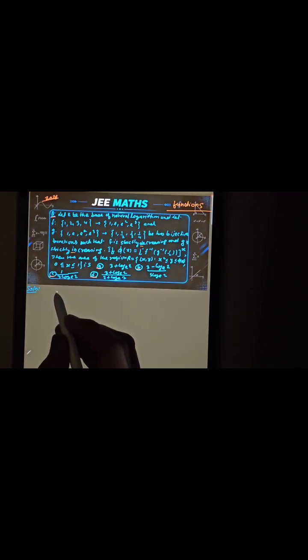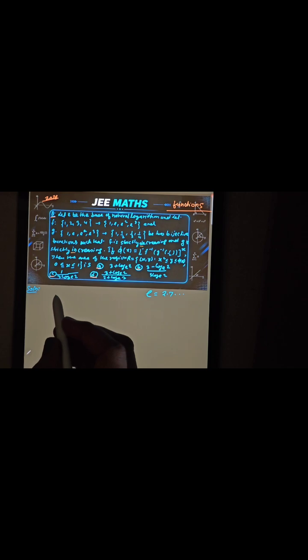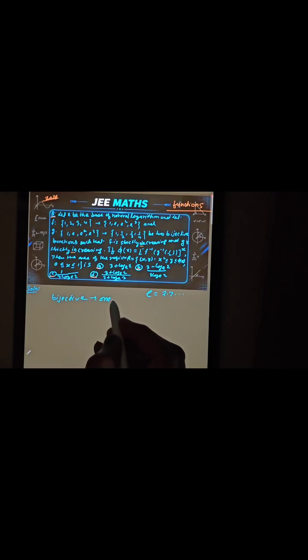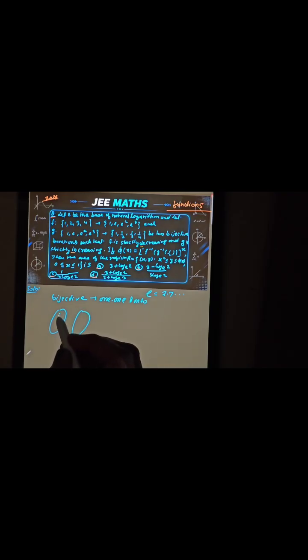Now your information is given. e is the base of natural logarithm, which you know is approximately 2.7. And one piece of information is given about bijective: both functions are bijective. Bijective means one-one and onto. What does it mean? It means if there are 4 members, then there will be 4 members in the codomain also, meaning no member here will be left unmapped. The number of elements in the domain and the codomain will be the same. That is the meaning of onto.